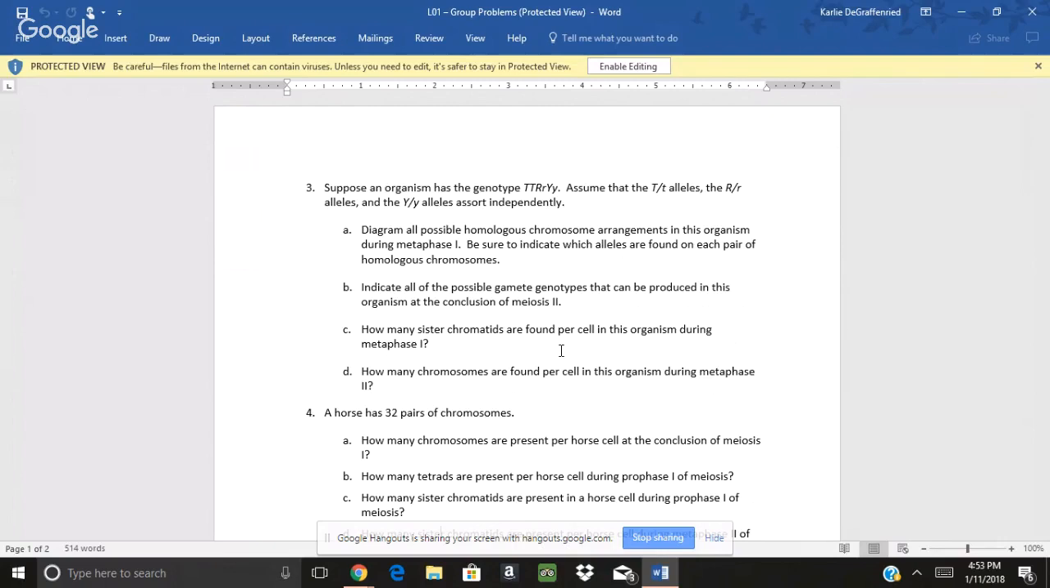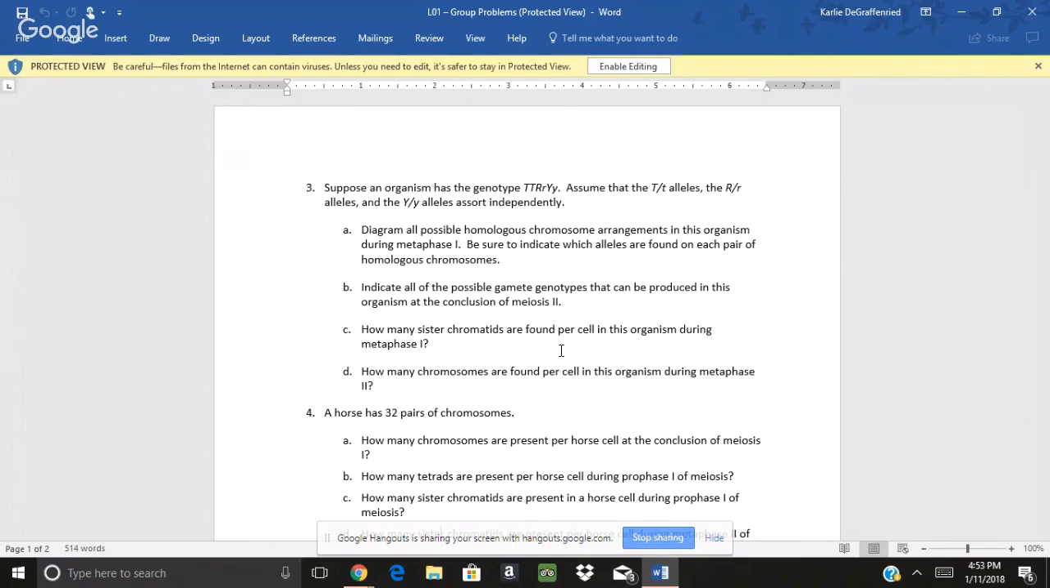All right, in this case, there are numerous varieties. I have capital T, capital R, capital Y can pair with another capital T, capital R, capital Y. It can also pair with a capital T, lowercase r, uppercase Y. You can also pair with capital T, capital R, lowercase y, capital T, lowercase r, and lowercase y.